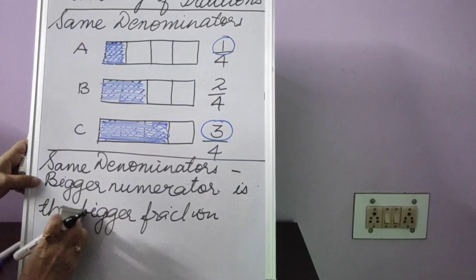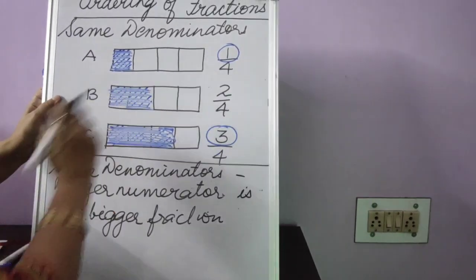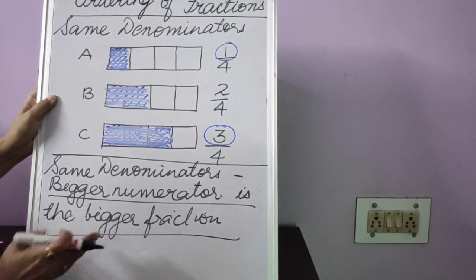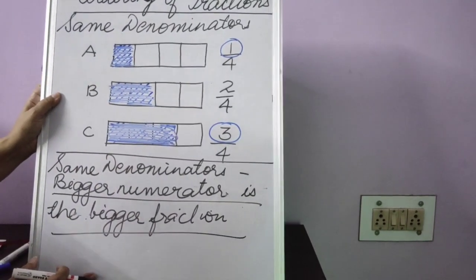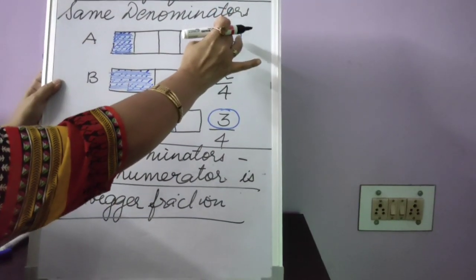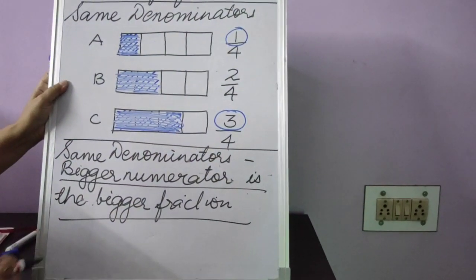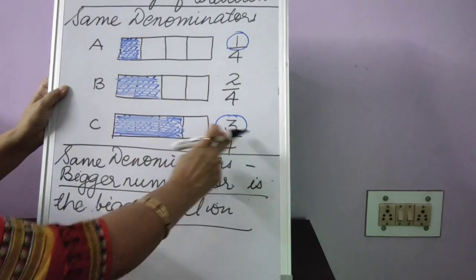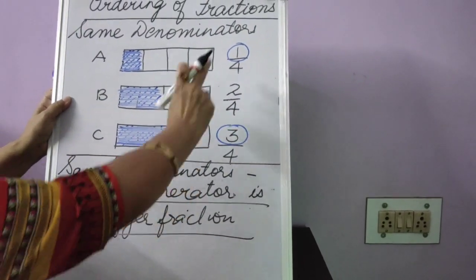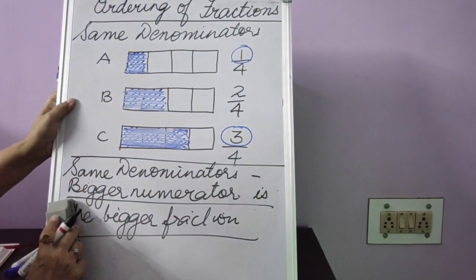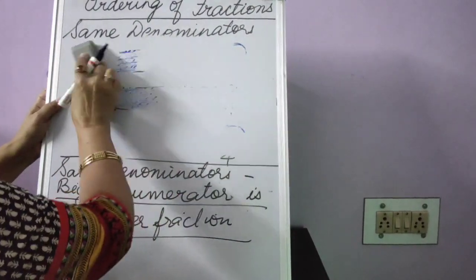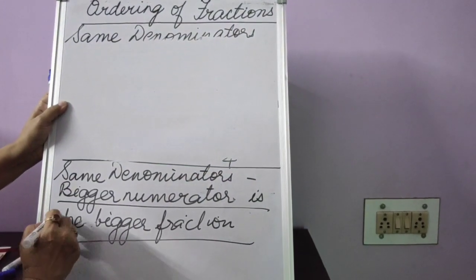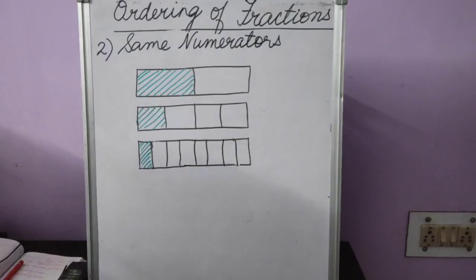Okay. Now, every time we cannot keep on drawing the figures, but you need to remember this rule. Bigger numerator is the bigger fraction. And if bigger numerator is the bigger fraction, children, naturally, smaller is the smaller fraction. Now, since we are having 3 over here, so 3 upon 4 becomes the biggest fraction. 1 upon 4 becomes the smallest fraction. So, this is the rule, children. Just remember in your mind. Same denominators, bigger numerator is the bigger fraction.